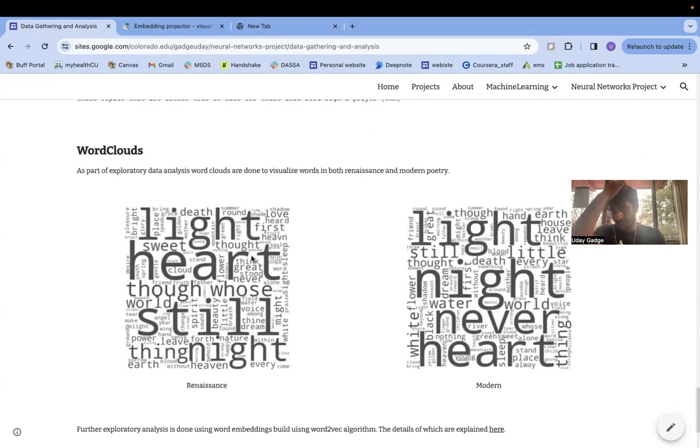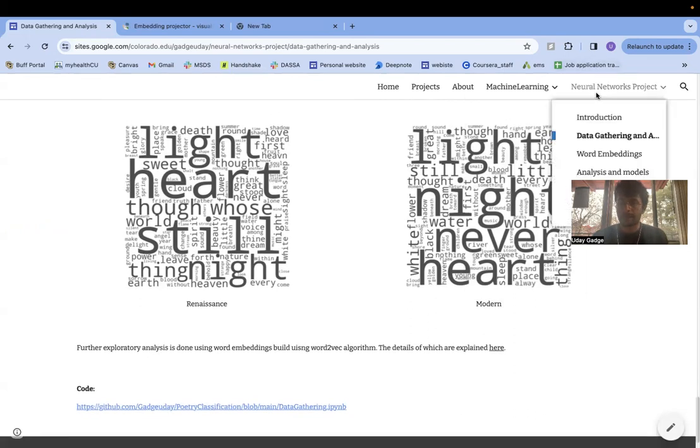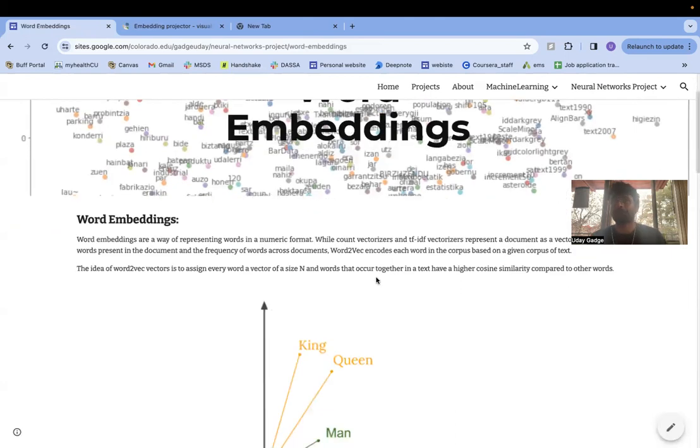In every text-based data science tool, it is worthwhile to create word clouds just to have an idea of the distribution of words within a given text. And this is what the word clouds look like for Renaissance and modern poetry. Next, the next step of the project is to build word embeddings.